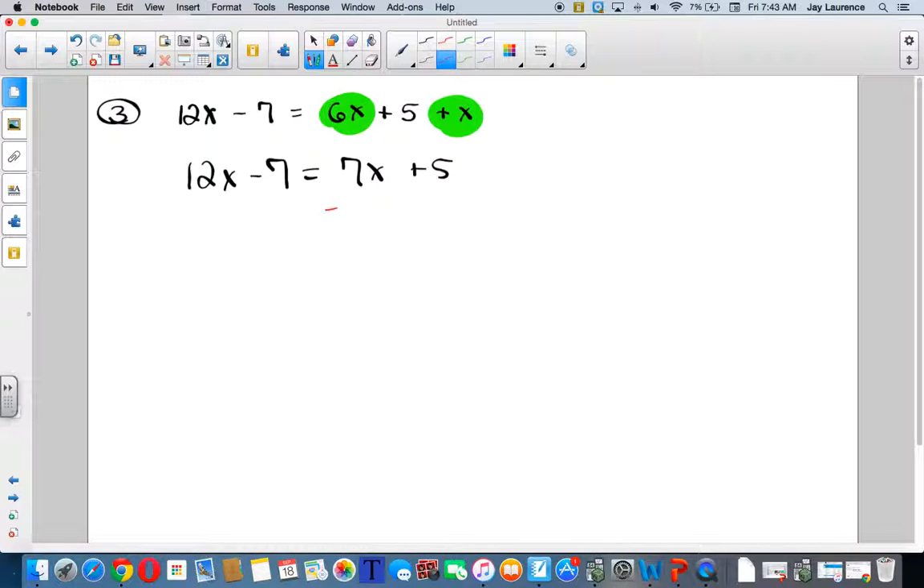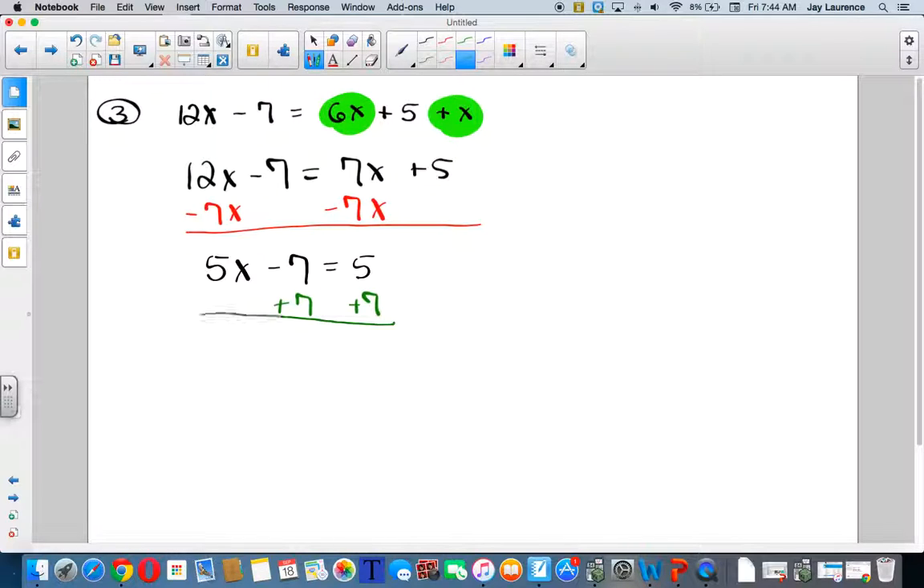Now, I'll take away the 7x. Remember, I want to get rid of the smaller one. It makes my life easier. And I will have 5x minus 7 equals 5. Well, now I'll add 7 to both sides.